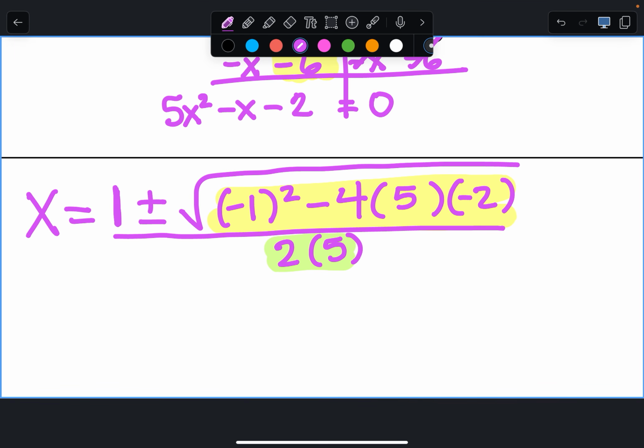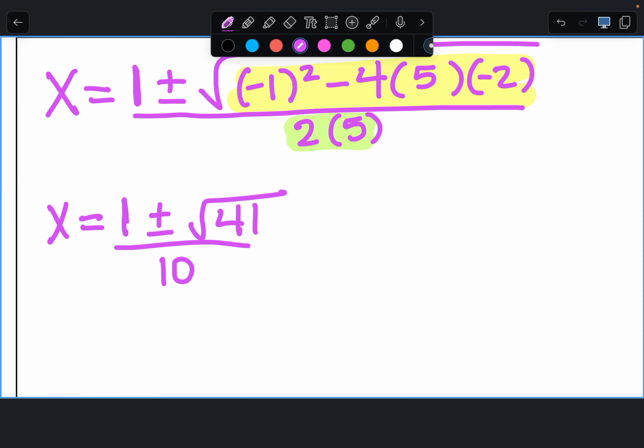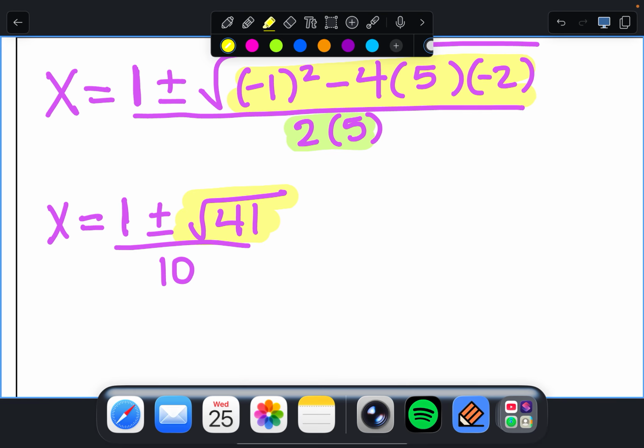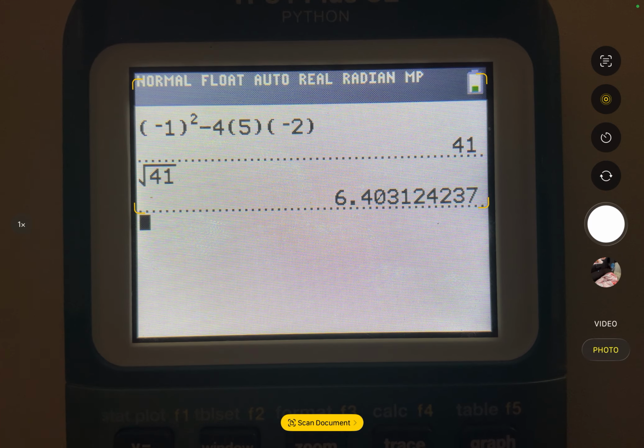Okay? All right. So, we get x is equal to 1 plus or minus the square root of 41, and 2 times 5 is 10. The next step is to actually take the square root of 41. But what happens when you take the square root of 41? It's not a whole number. It comes out a decimal. It's not a perfect square.